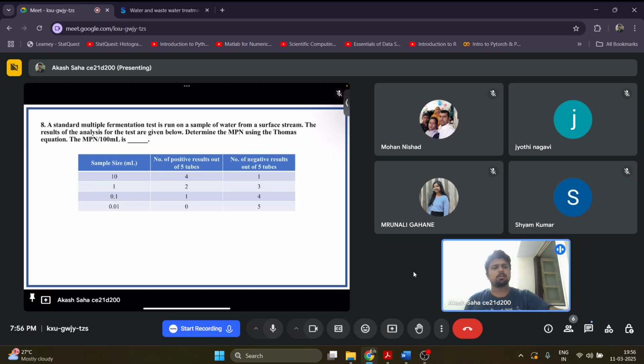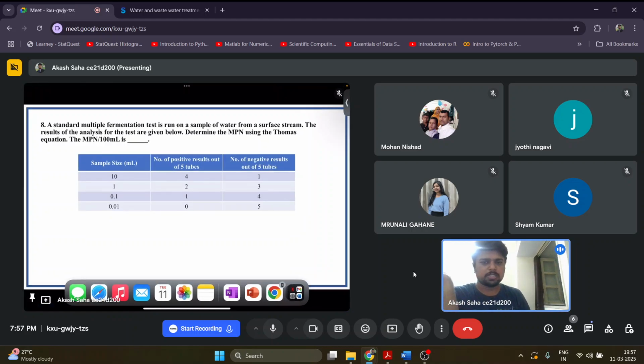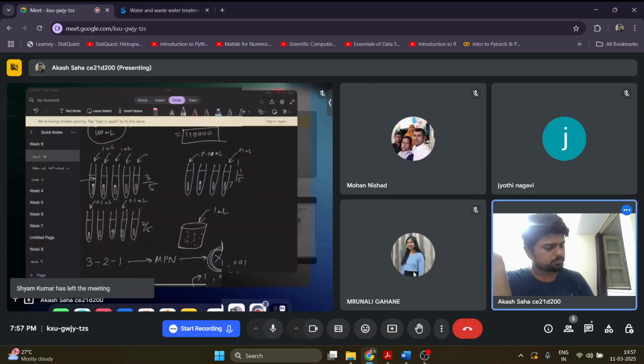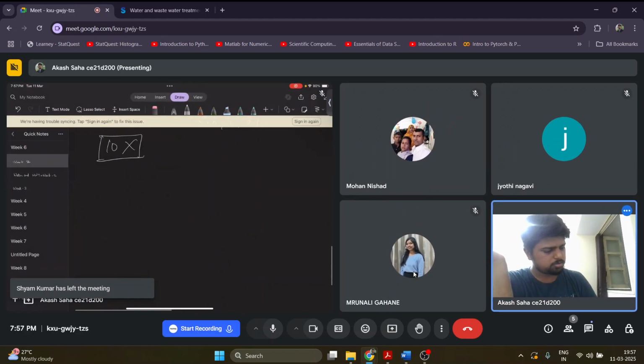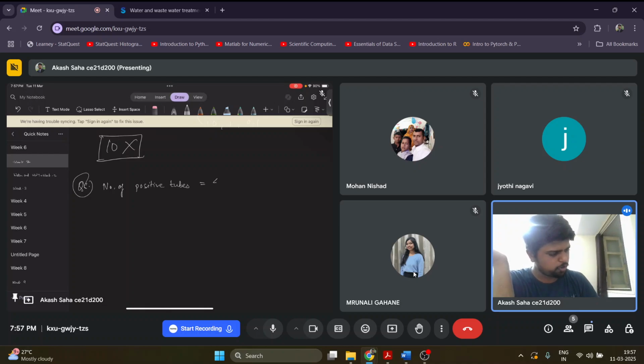Is anyone trying, or shall I solve it? Okay, I'll start solving it. So here we have to find out some parameters based on the information that is given. First we have to find out the number of positive tubes. That is nothing but 4 plus 2 plus 1, that is 7.